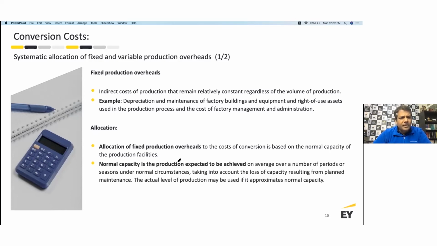Now, normal capacity is the production expected to be achieved on average over a number of periods or seasons under normal circumstances, taking into account the loss of capacity resulting from planned maintenance. That also is factored in. The actual level of production may be used if it approximates normal capacity.